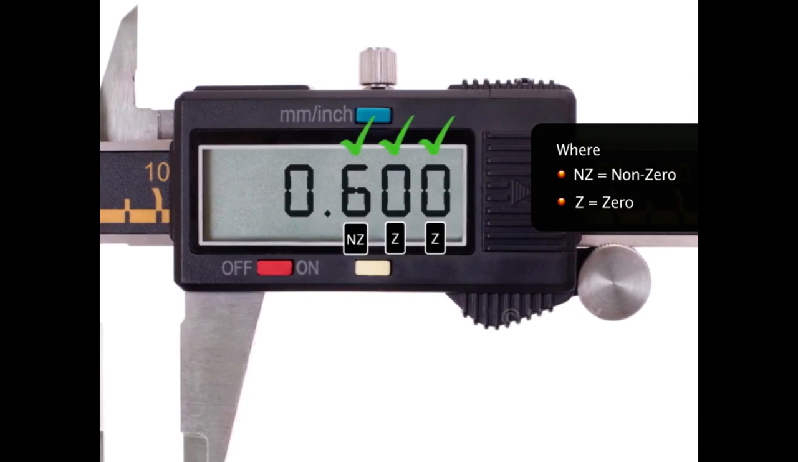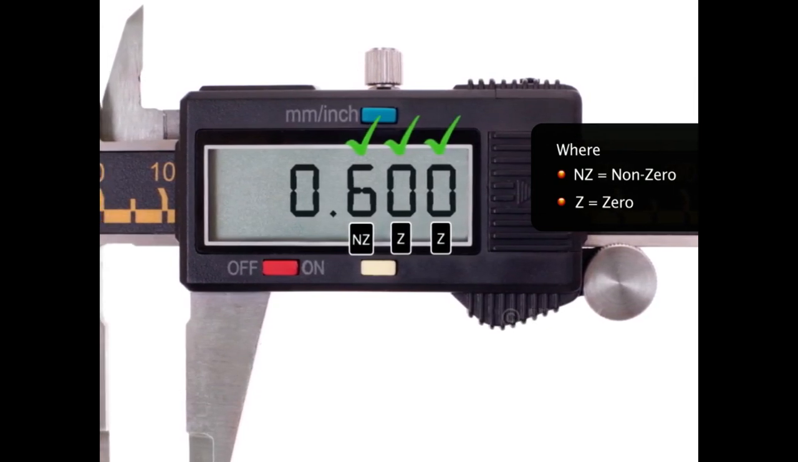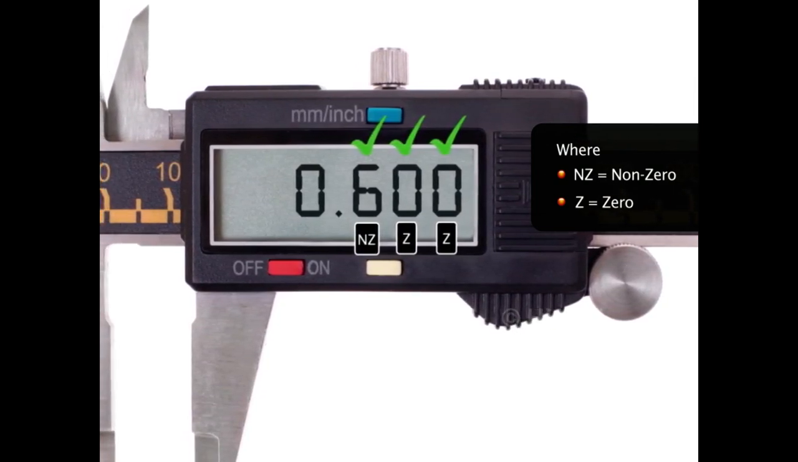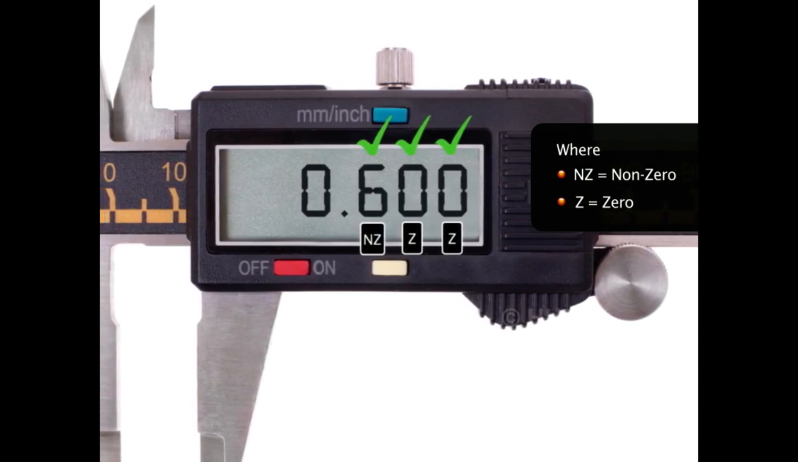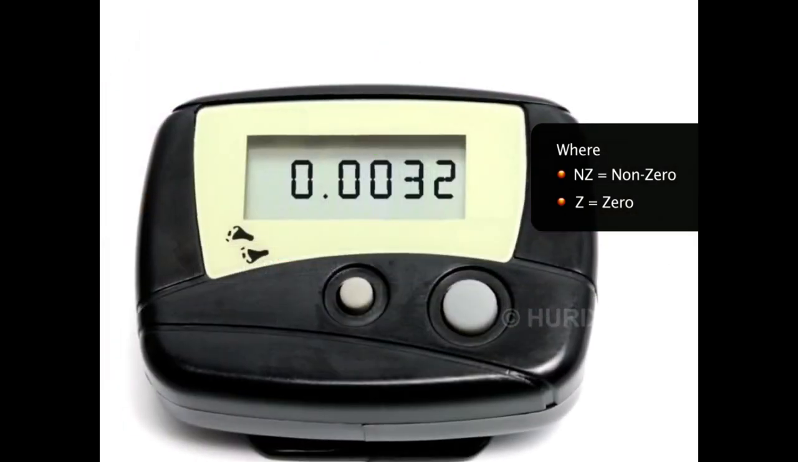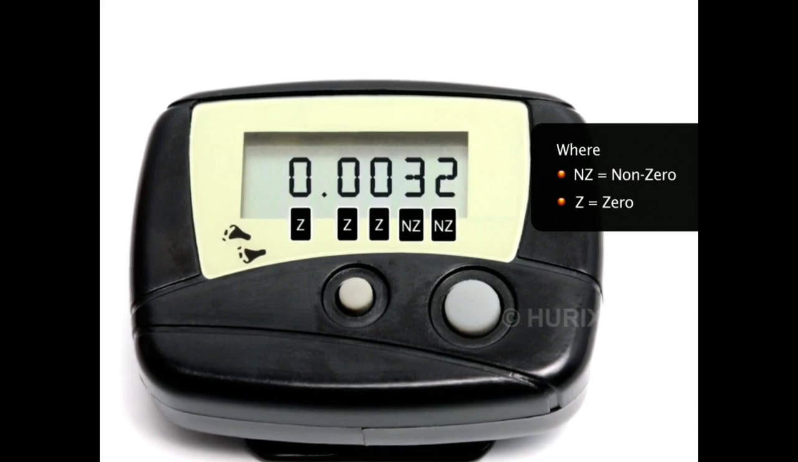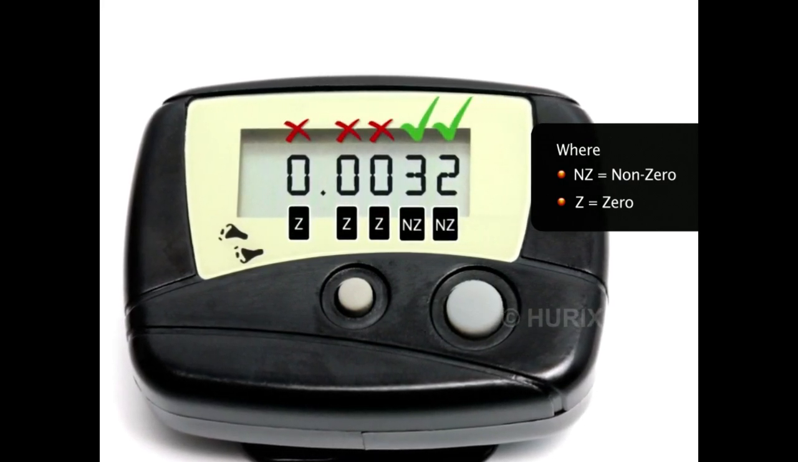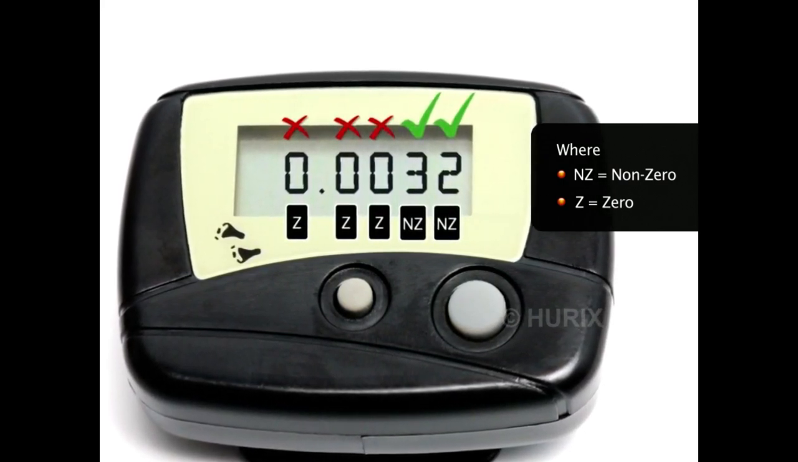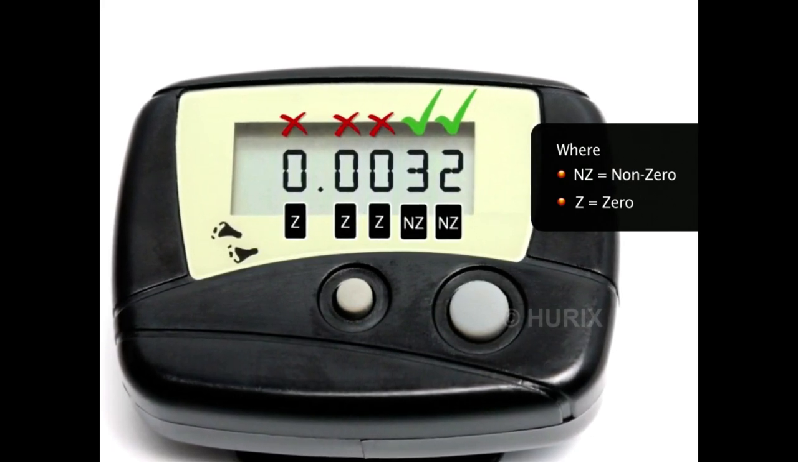Zeros that follow the number after the decimal point are significant. There are 3 significant figures in 0.600. Zeros after the decimal point and before non-zero numbers are not significant. Thus, there are 2 significant figures in 0.0032.